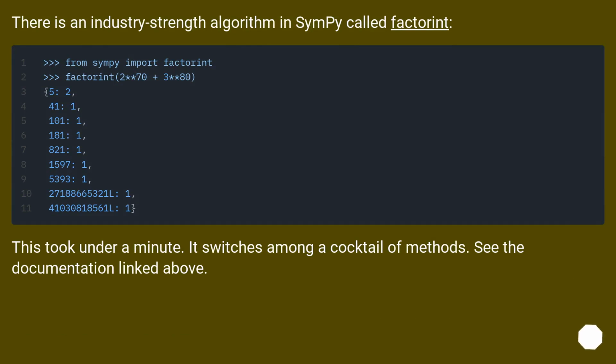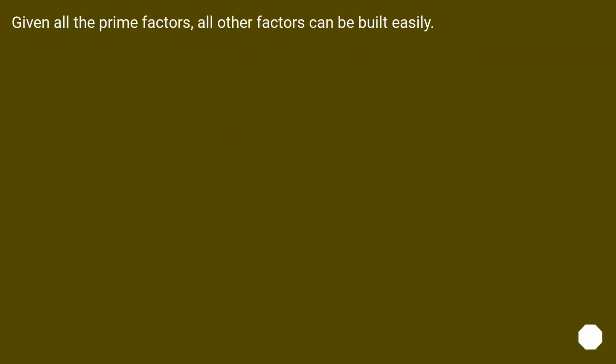There is an industry-strength algorithm in SymPy called factorint. This took under a minute. It switches among a cocktail of methods. See the documentation linked above. Given all the prime factors, all other factors can be built easily.